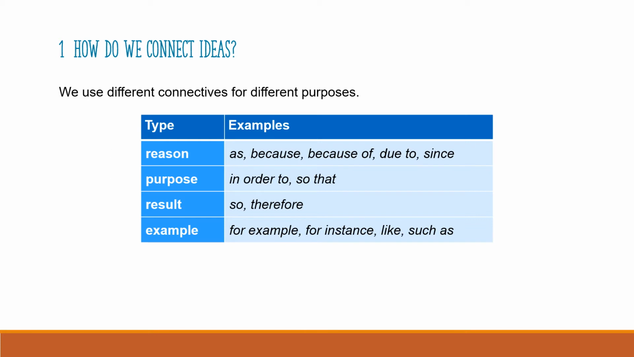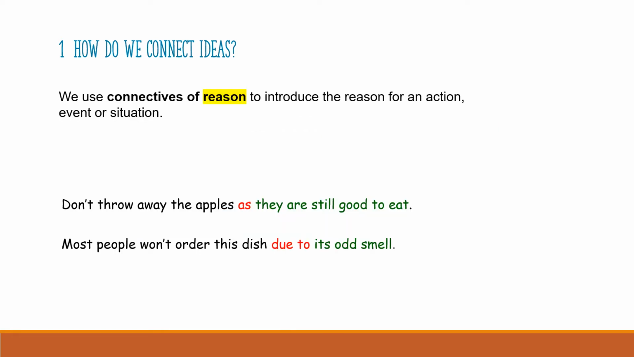This way, we can link sentences with different connectives for different purposes. In this video, we'll focus on the connectives for reason. As, because of, due to, and since. We use connectives of reason to introduce the reason for an action, event, or situation.